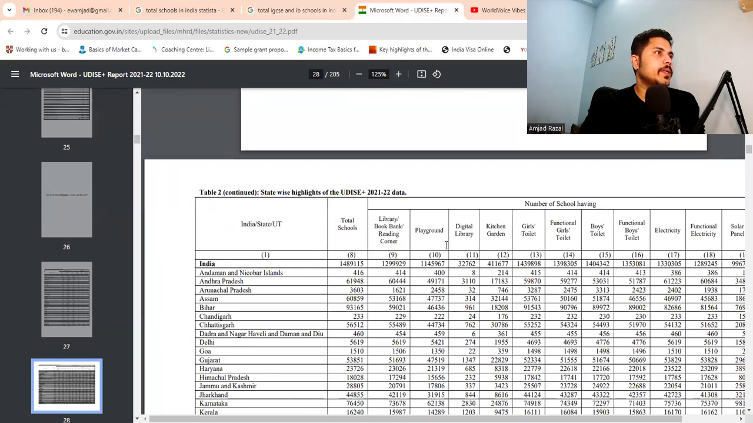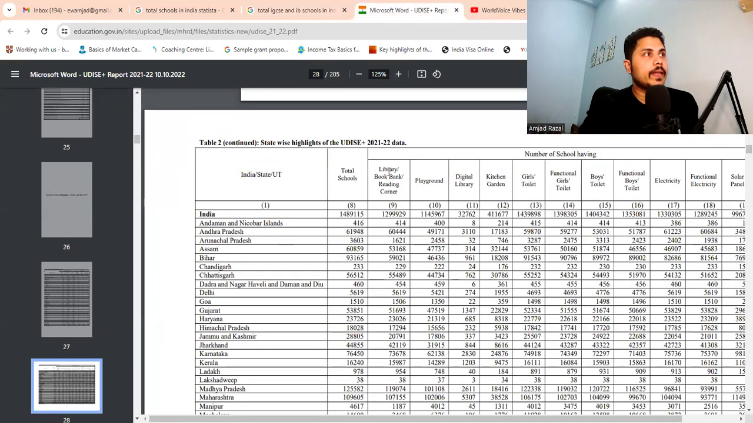Now this particular information is all about the facilities: library, book bank, reading corner, playground, digital library, kitchen garden, and all the other stuff. I was just curious to know about Delhi because the Delhi government was in the news for many years that they have done an amazing job to reshape the culture of the schools in Delhi for government school students.